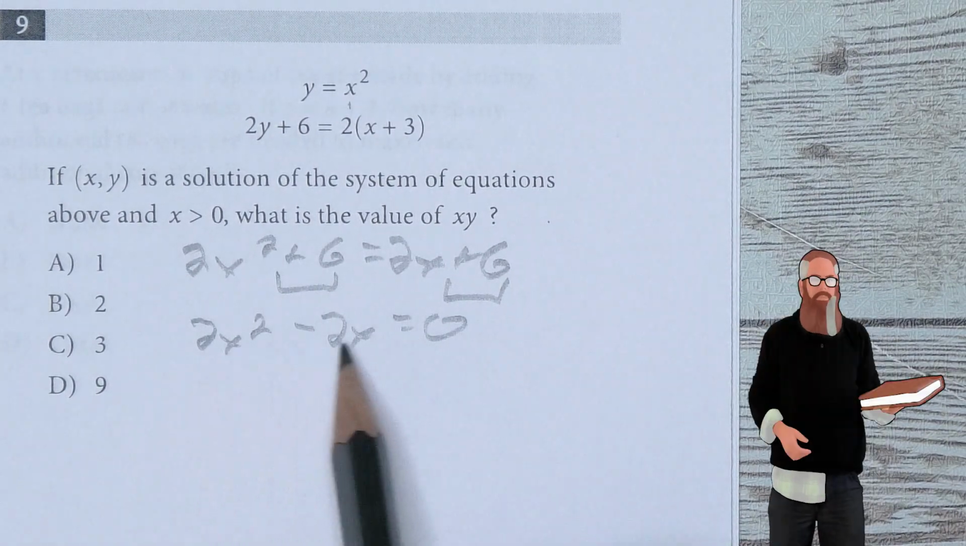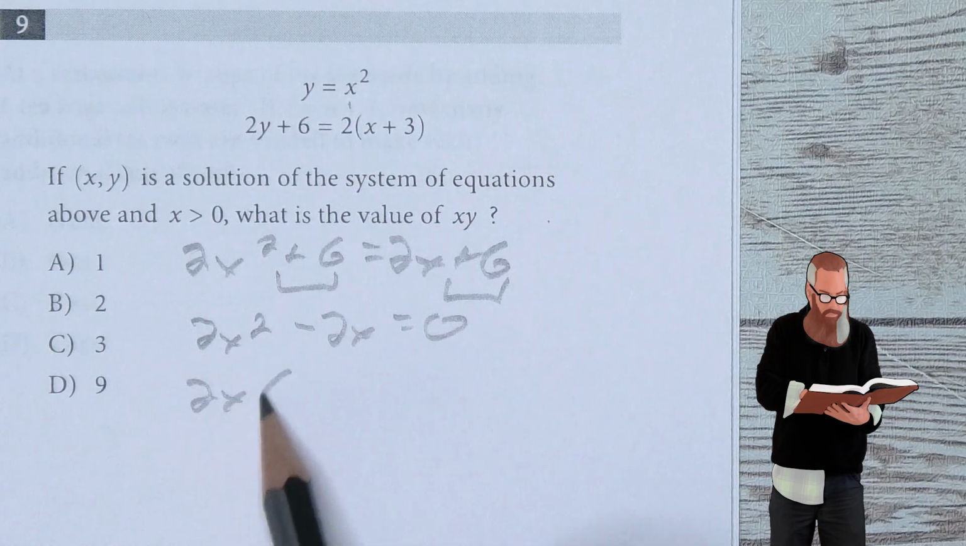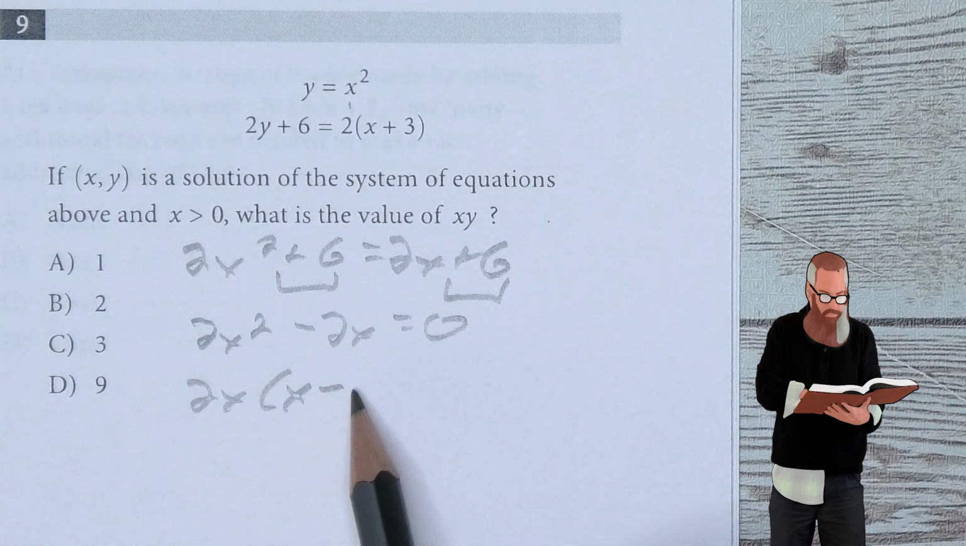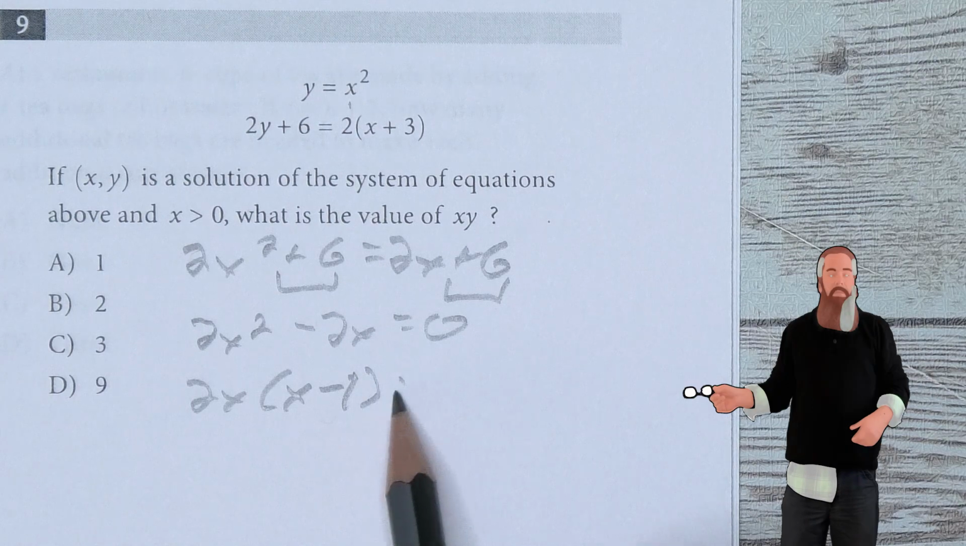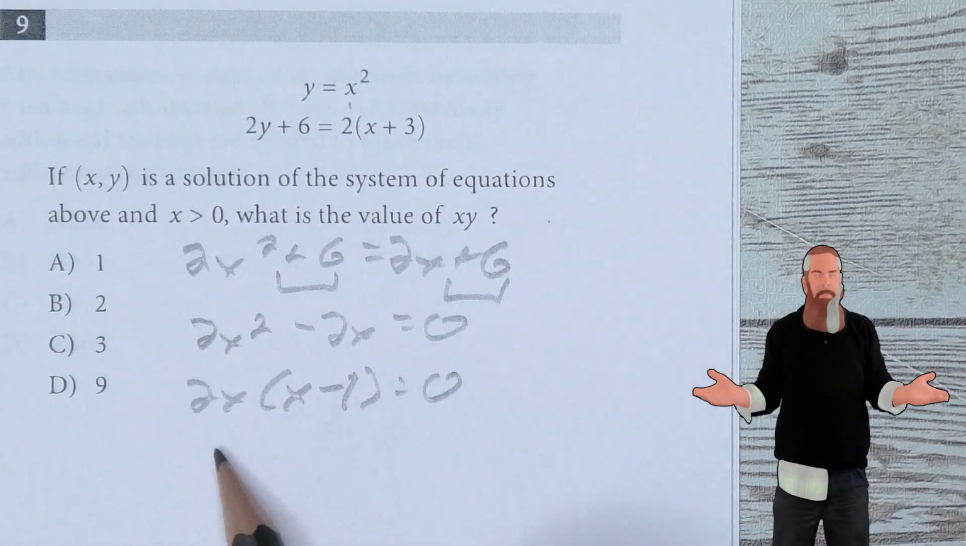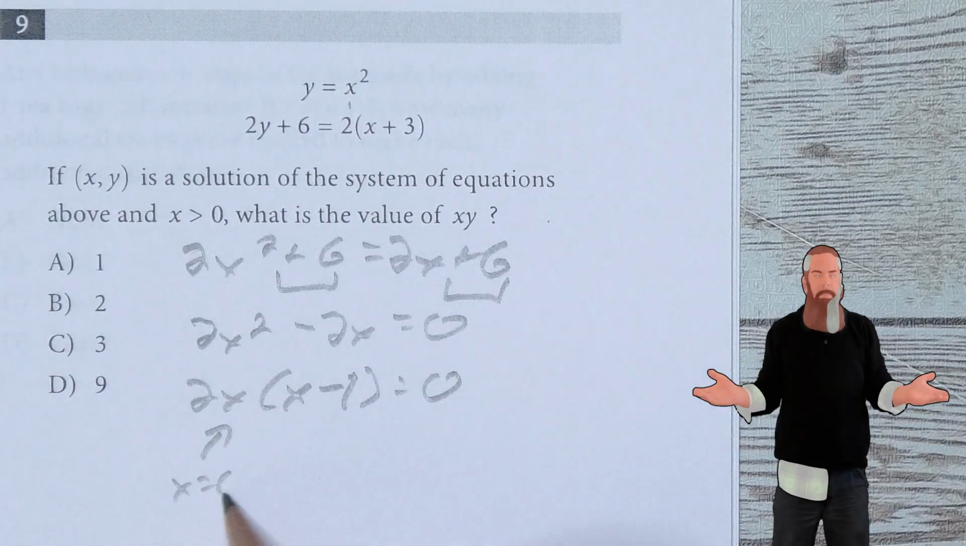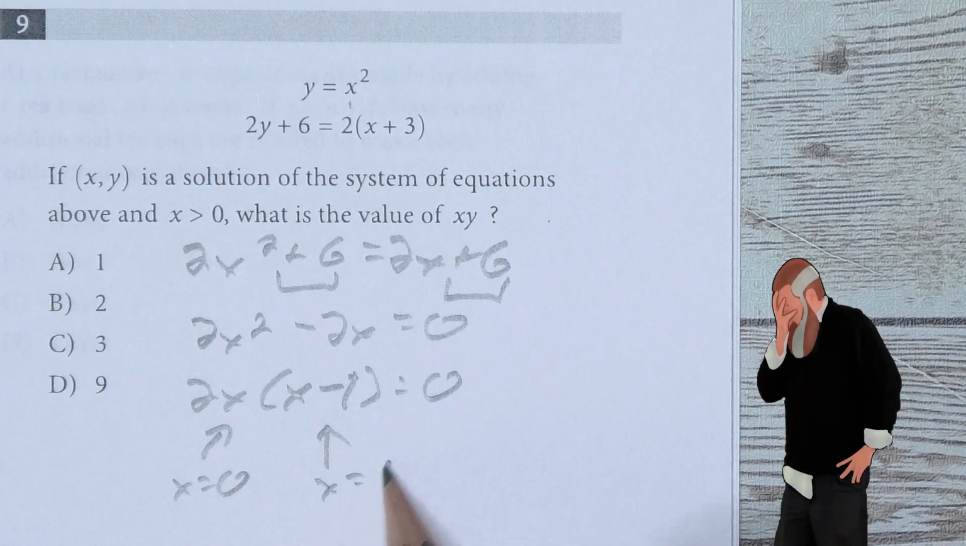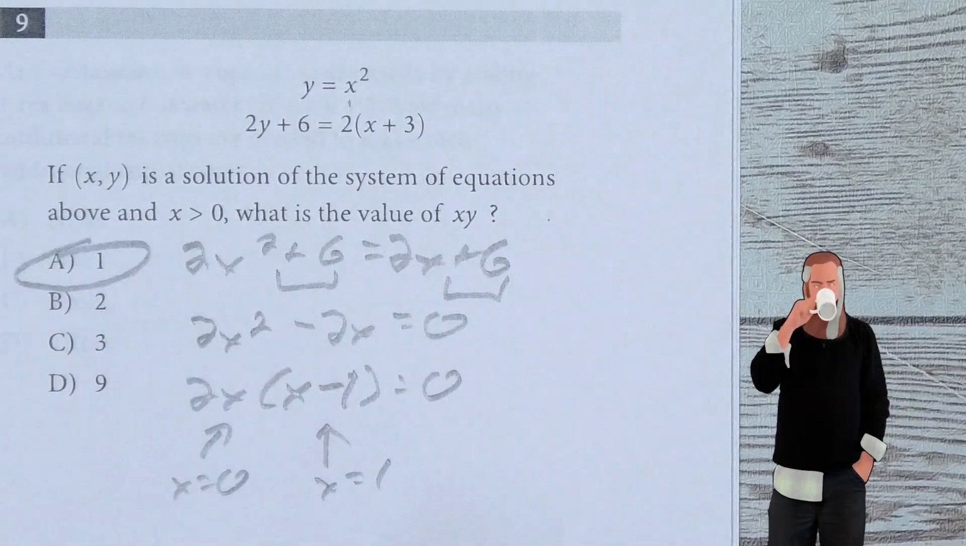I'm going to factor out a 2x from both of these, giving me 2x times (x minus 1) is equal to 0. I have two solutions now. One is that x is 0. The other is that x is 1, so A is the answer.